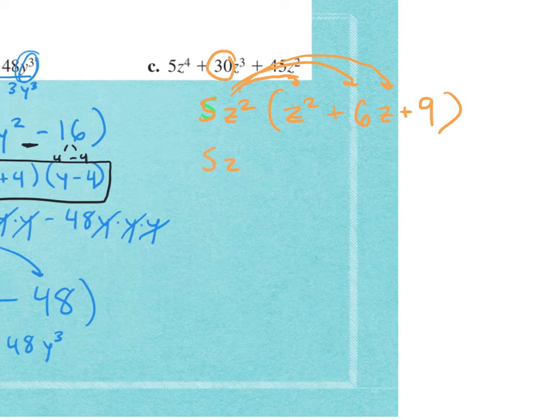We have one more step to do before we're done. So we need to factor our quadratic that's inside the parentheses. Do we have two factors of positive 9 that add up to 6? Yeah. What would it be? 3 and 3. So here we have z plus 3 and z plus 3. So this would be our final answer.